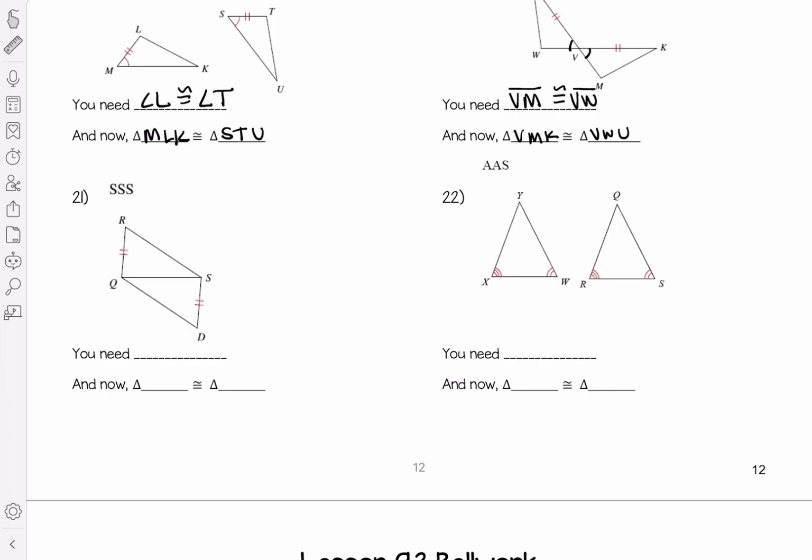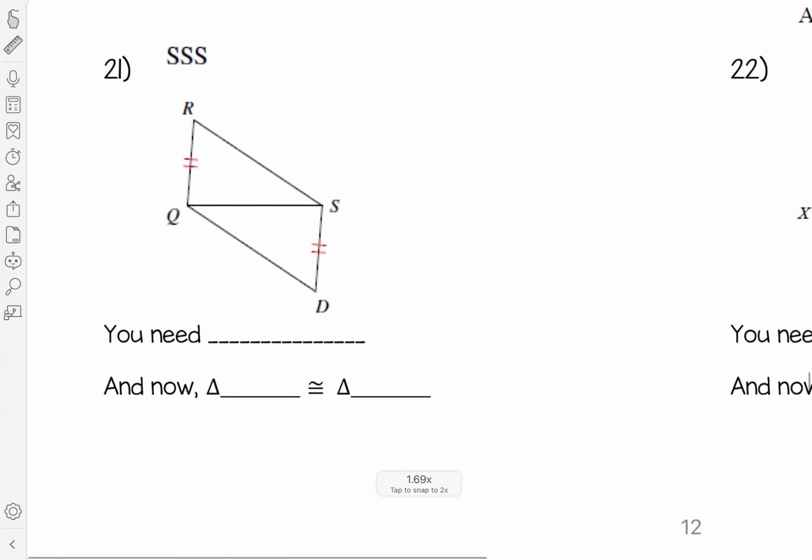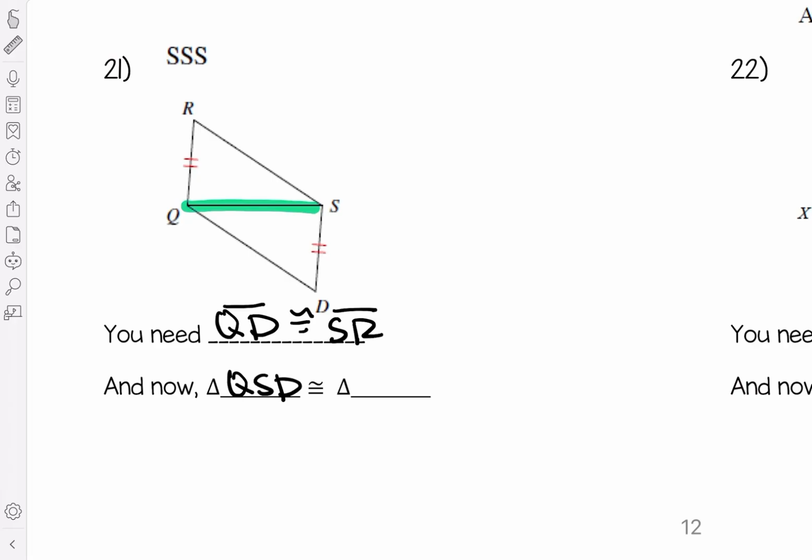Okay, so hopefully you took a moment to look at that and see if you could get it figured out. If I'm looking at 21 and it's asking me what I need for side, remember by the reflexive property, I know QS is congruent to itself, so I just need the last side. So I want to know if QD is congruent to SR. Now, if that were true, that means that QSD is congruent to SQR.